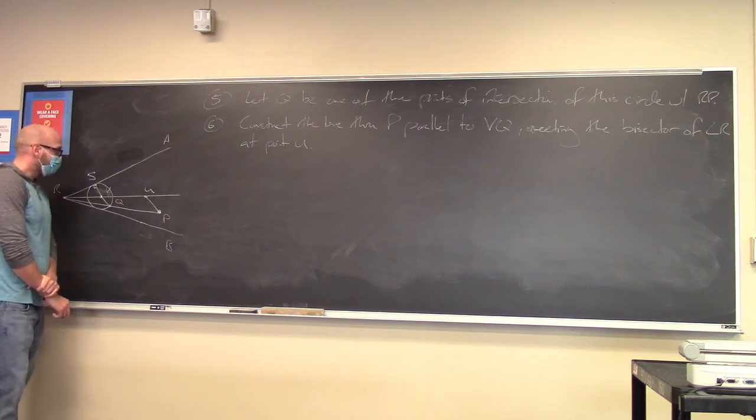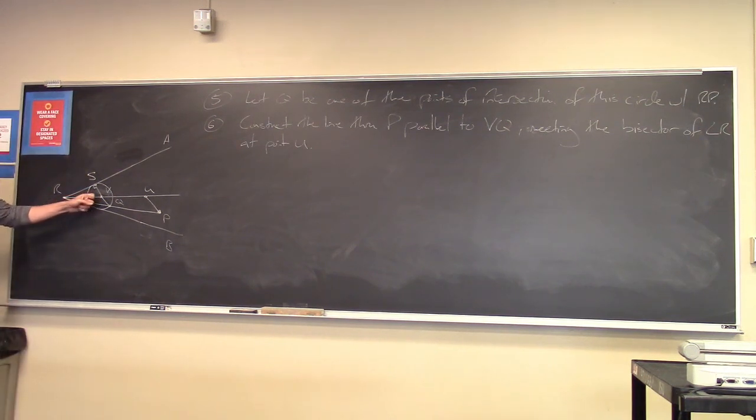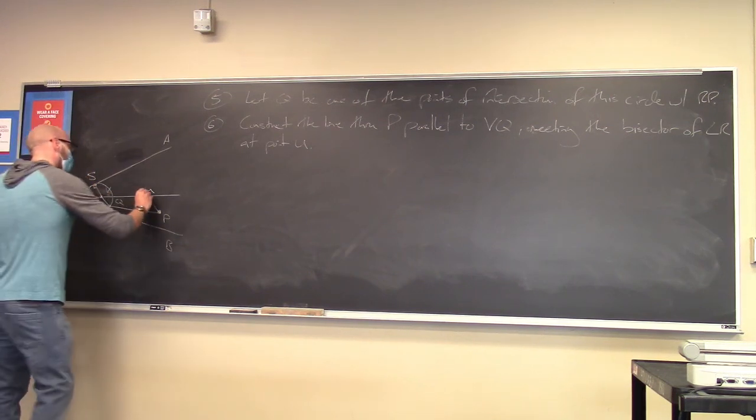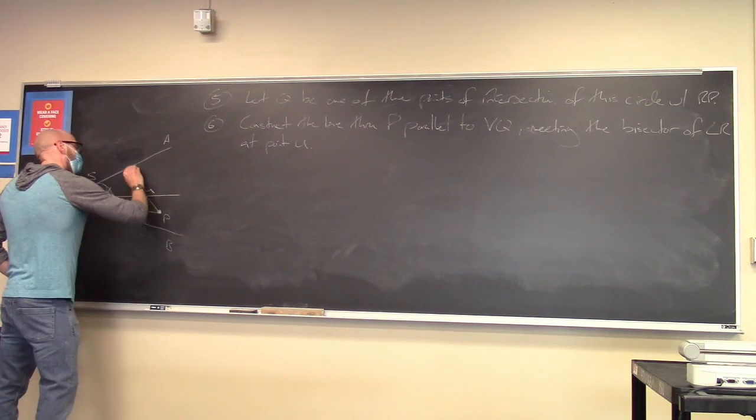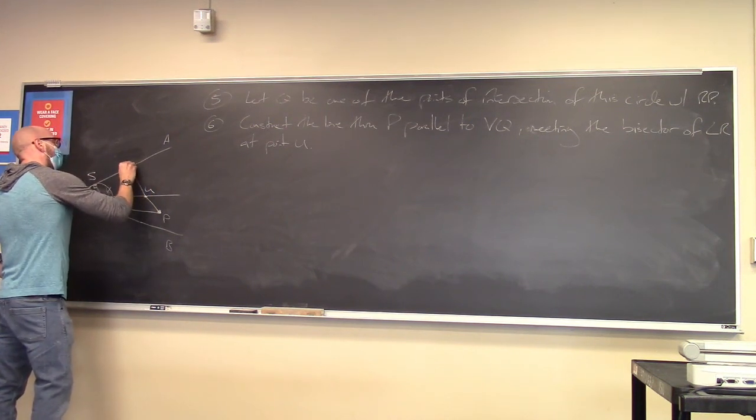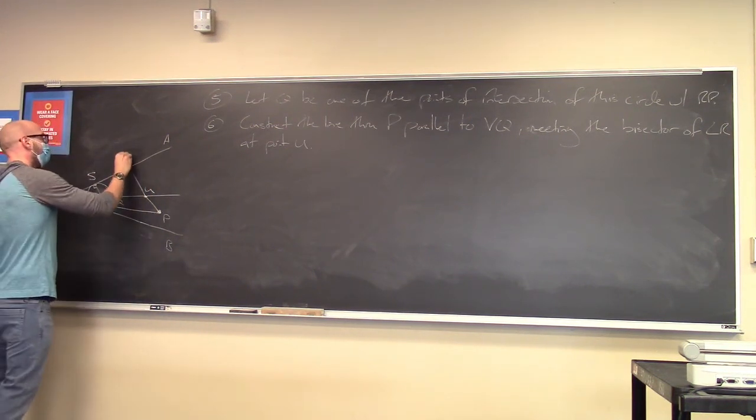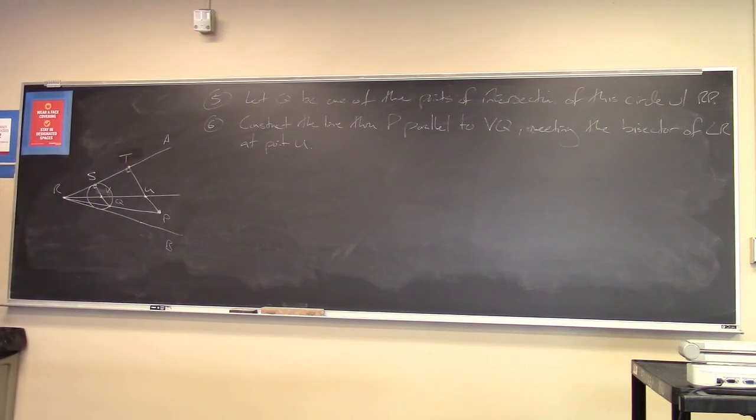And here we'll do the same thing as we did with this point V, where we got the circle by dropping a perpendicular. Let's go to U. Let's drop a perpendicular. What comes after S? T. And we'll have it meet RA at point T.